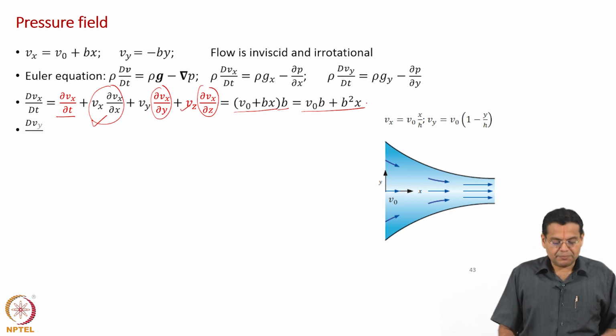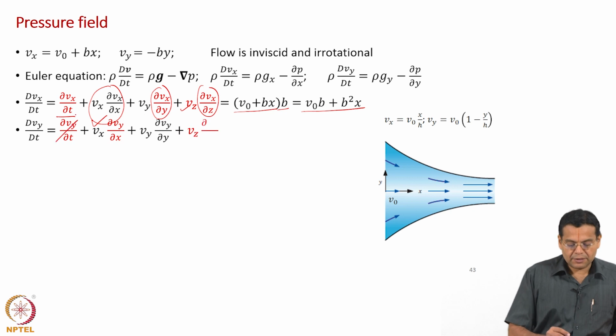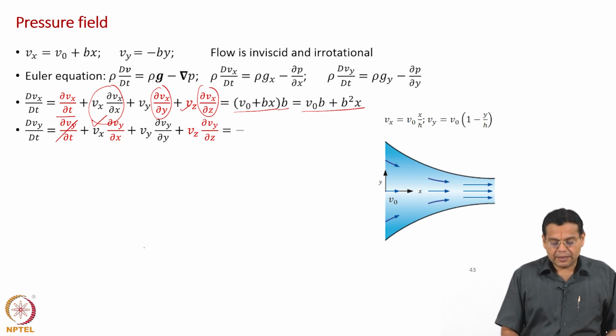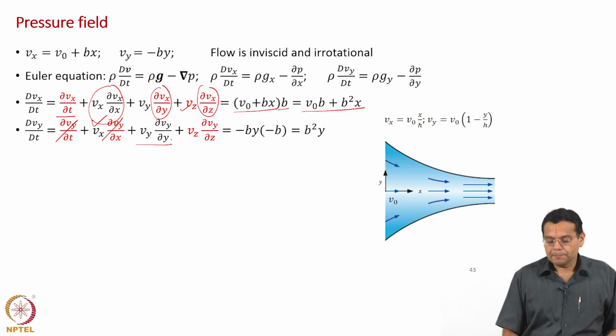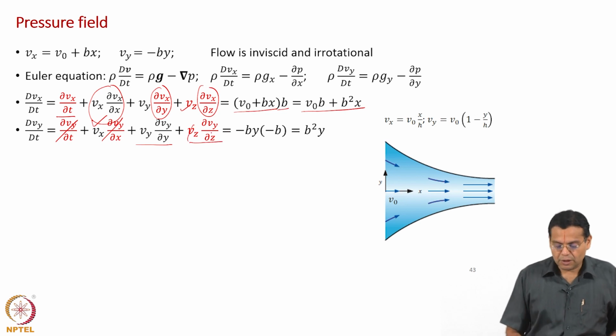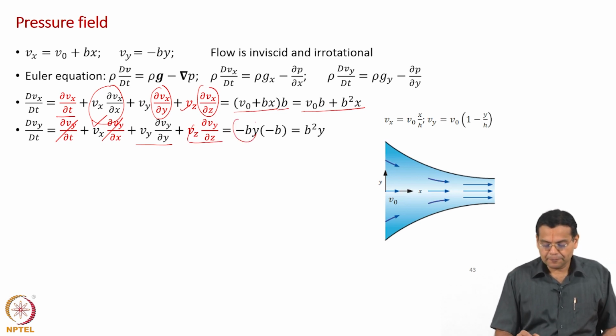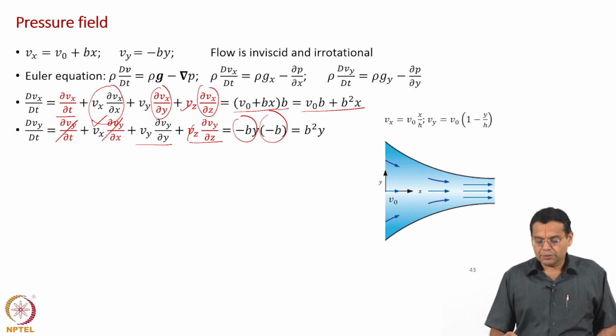Now, let us simplify the term dVy by dt. Steady state, so this term is 0, and Vy is a function of only y. So, this term is 0, this term exists, and of course Vy is not a function of z, Vz is 0. Now, if you substitute for Vy and the partial derivative of Vy with respect to y, you get b squared y.